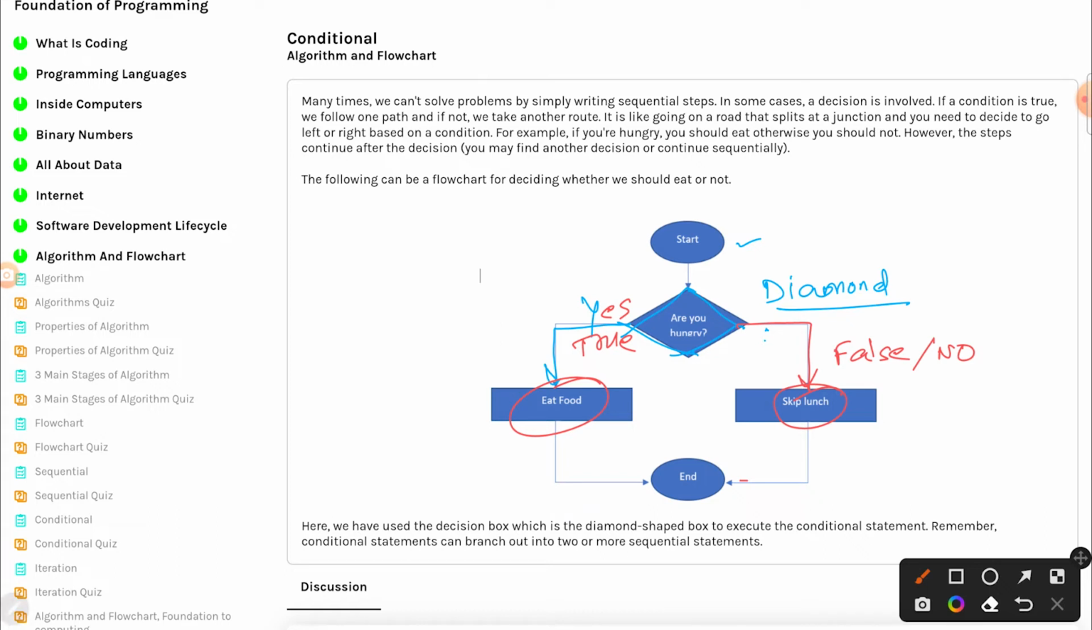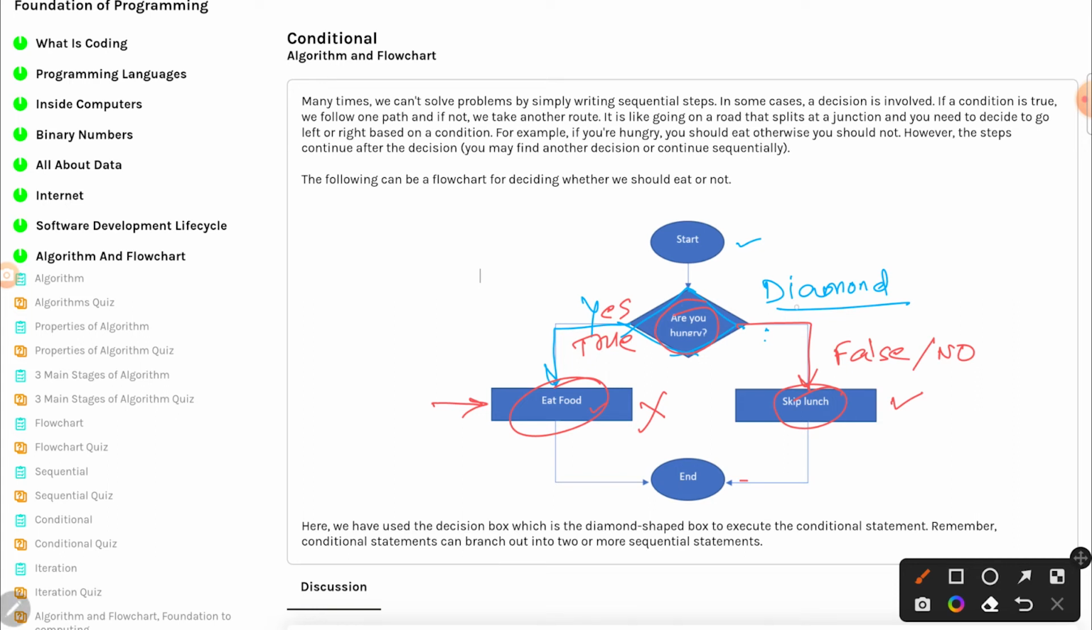But the key is, in situations like this, the instruction of eating the food has to be done only when the answer of this question is true or yes. And this statement will be ignored. Instead, the other statement, skip the lunch, will be executed if the condition is false. This is what we refer to as conditional algorithm, or conditional control in the flowchart.